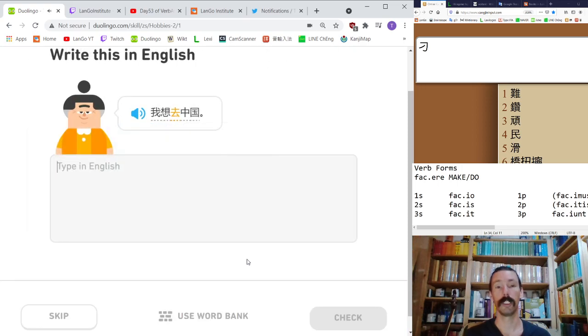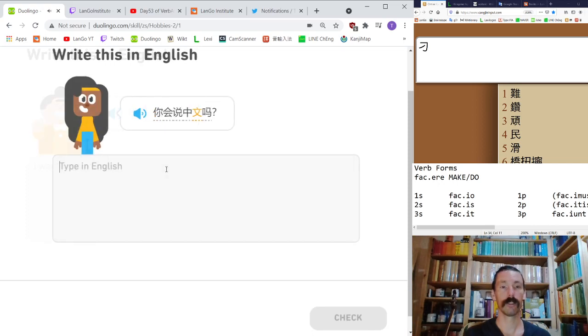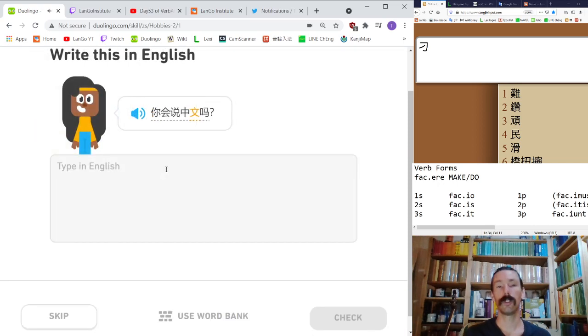我想去中国. I wanna go to China. Those two words, go to, those meanings are expressed by the single 去, the single syllable. 中国. 你会说中文吗? To decode this, it's good to start at the end. This is a question marking tag. 中文, Chinese. 说中文, to speak it. 会说中文, to be able to speak it. This ma signals up or down, yes or no. Can you speak Chinese?